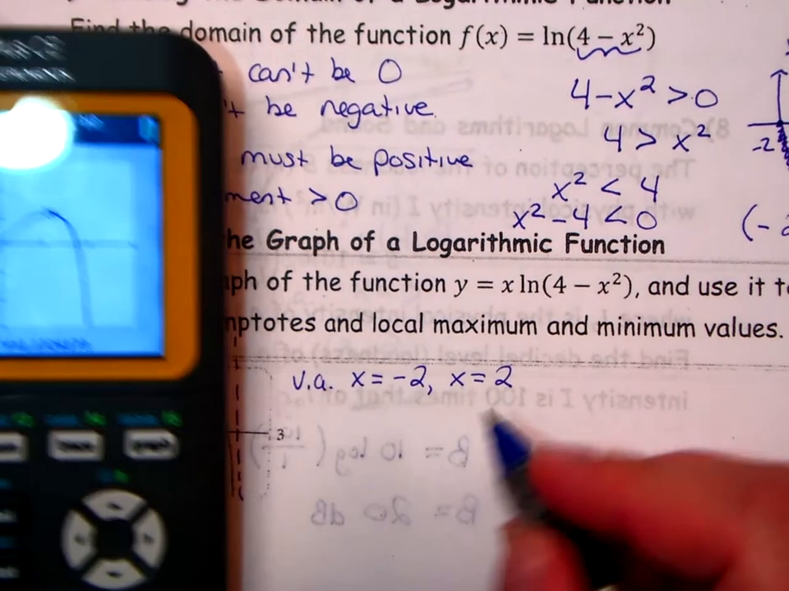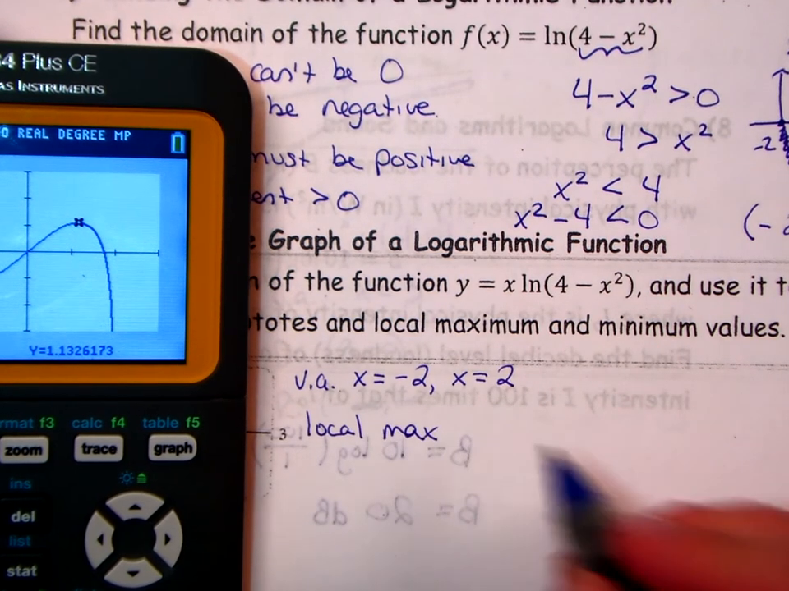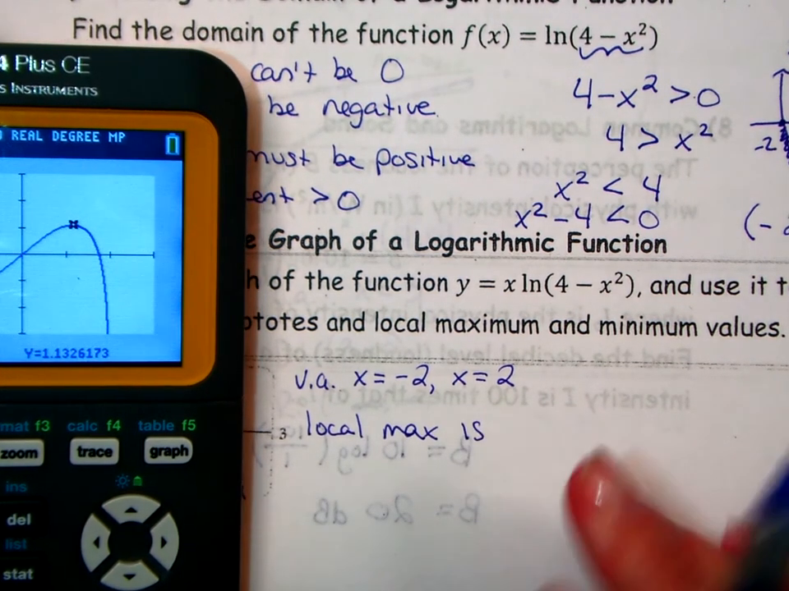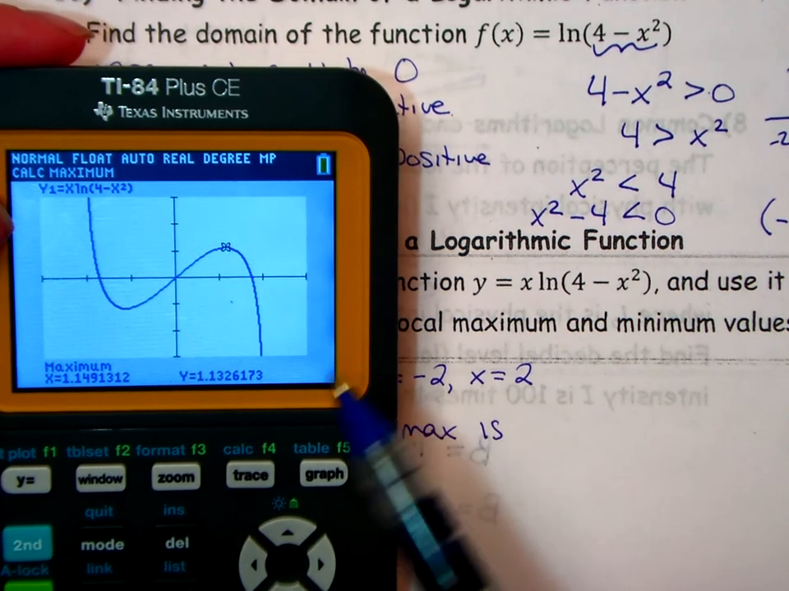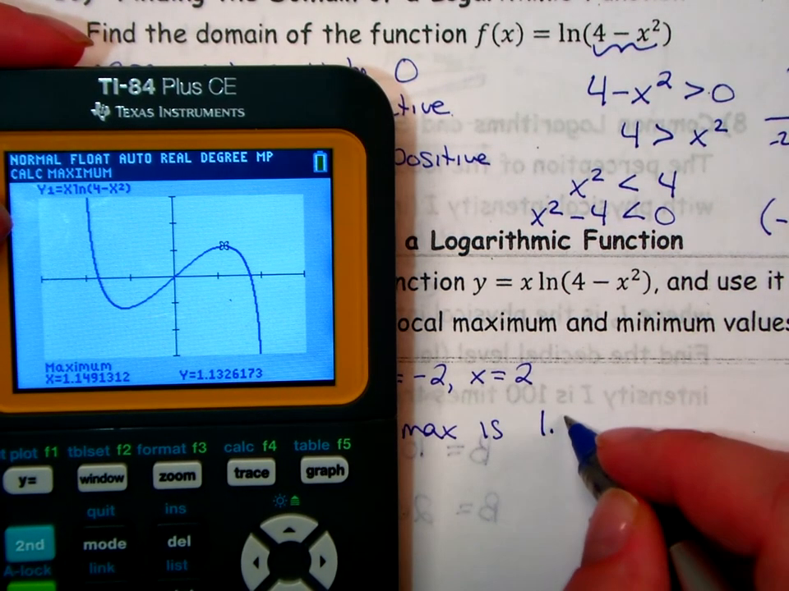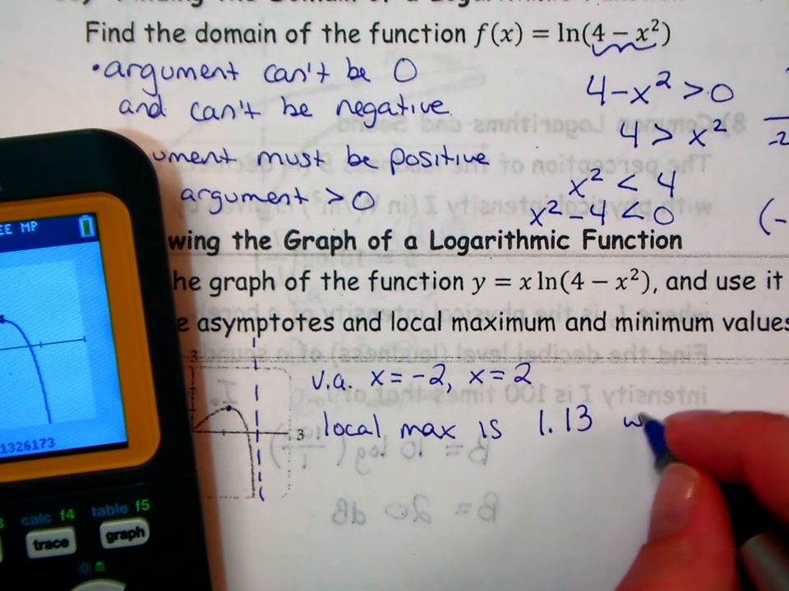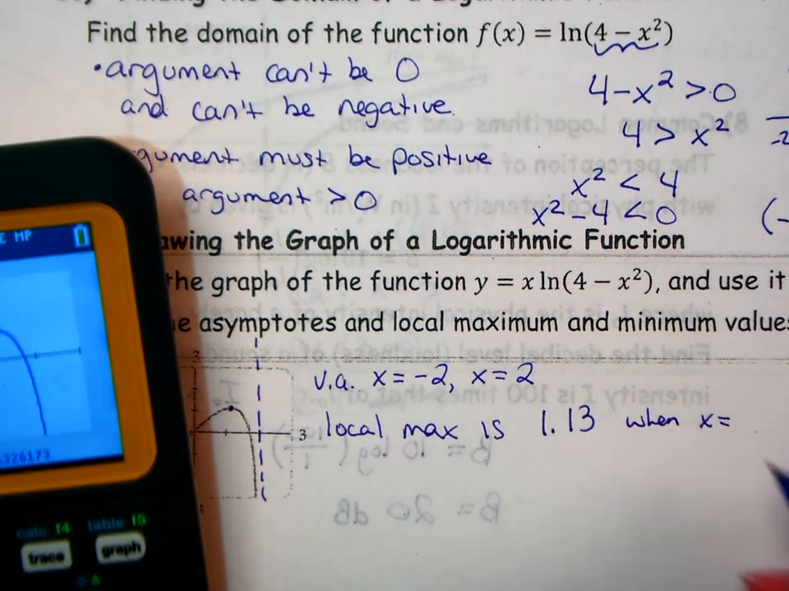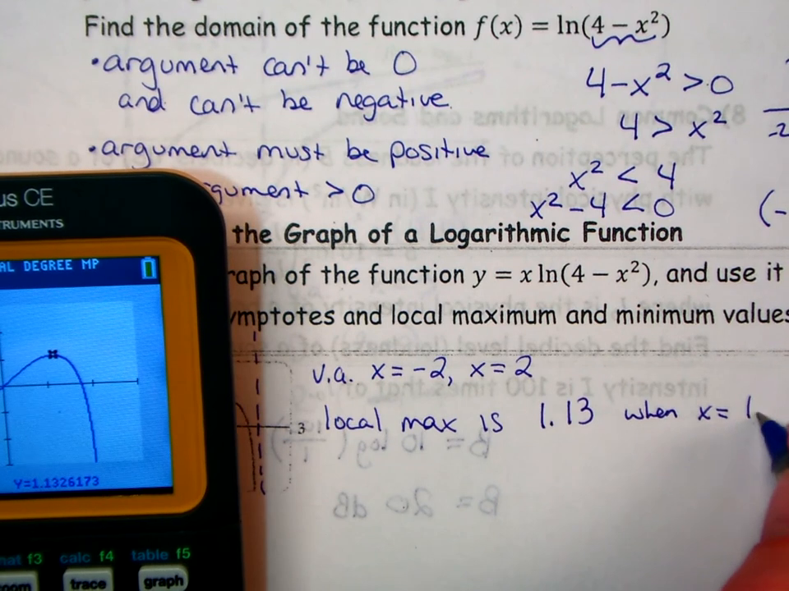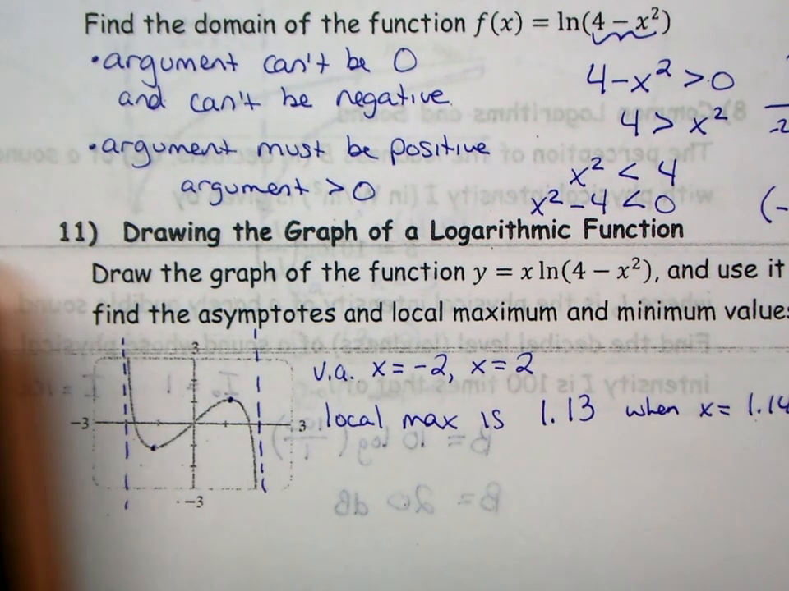So we have a local max. Remember what the max value is: it is the y value only. So local max is 1.13. If you wanted to put the x, that's just where it occurs, 1.149, but it has a local maximum value of 1.13.